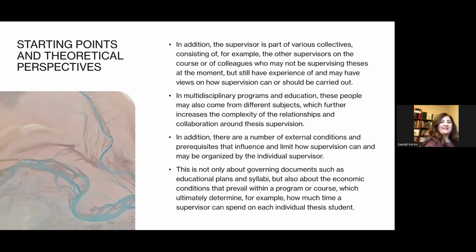In addition, there are a number of external conditions and prerequisites that influence and limit how supervision can be organized or may be organized by the individual supervisor. This is not only about governing documents such as educational plans and syllabi, but also about economic conditions that prevail within a program or course, which ultimately determine, for example, how much time a supervisor can spend on each individual thesis student. There are also different local perspectives.